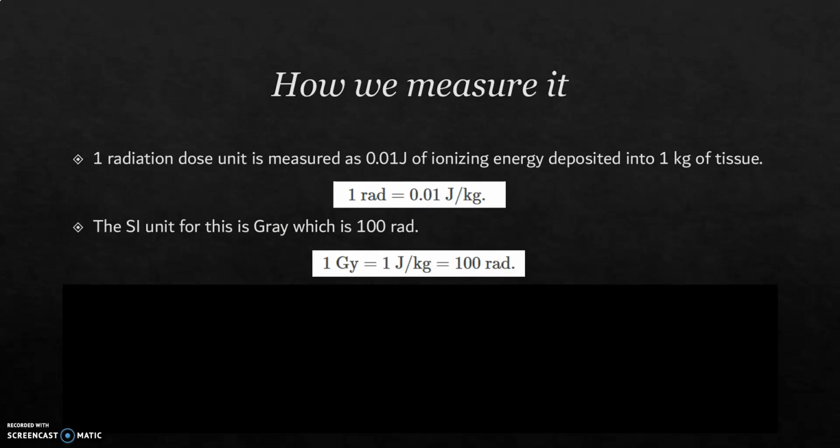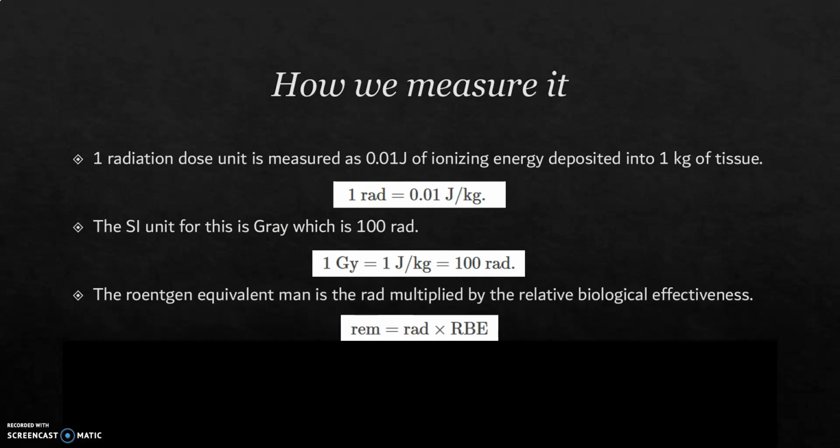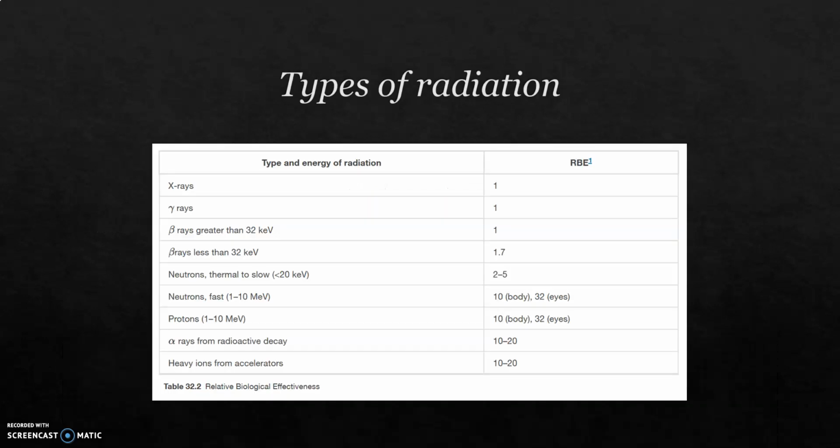The next one is called the gray. This is 100 radiation dose units, and it's just an easier way to quantify it as a radiation dose unit is so small. The next one is the Roentgen equivalent man, which is the radiation dose unit multiplied by the relative biological effectiveness.